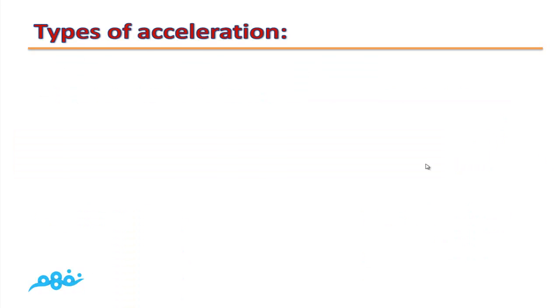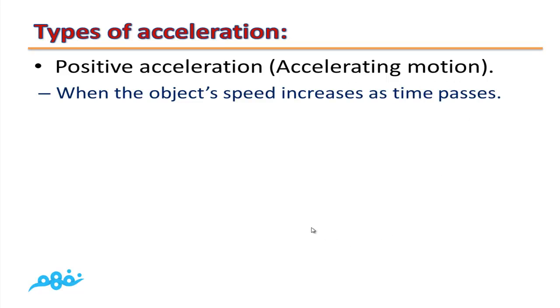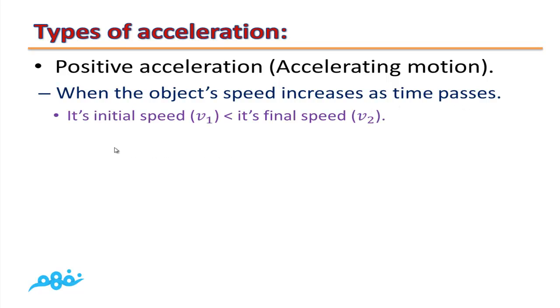Types of accelerations. We have two types of acceleration. The first one is called positive acceleration or accelerating motion. And this occurs when the object's speed increases as time passes. And this occurs only when its initial speed, or V1, is less than its final speed, V2, or when V2 is greater than V1.